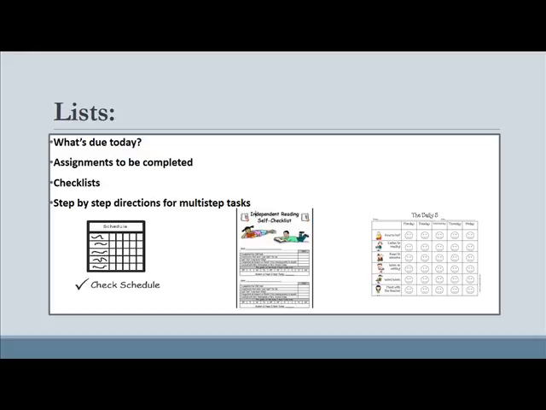Lists are also a good strategy to use. A list to know what's due today, assignments to be completed, checklists in writing and reading, and step-by-step directions for multi-step tasks like in math.